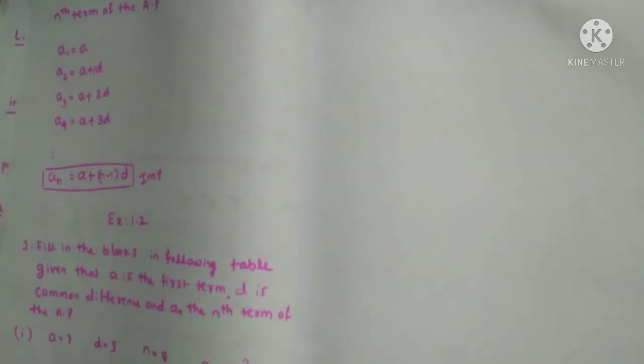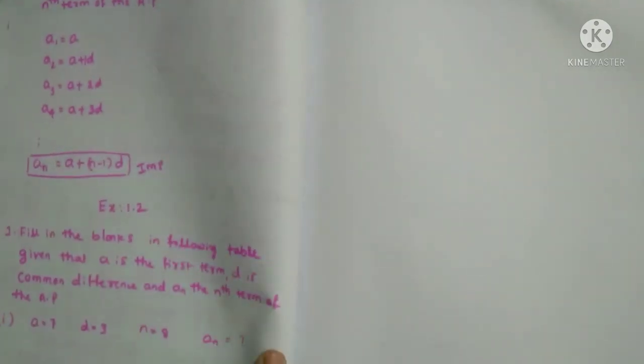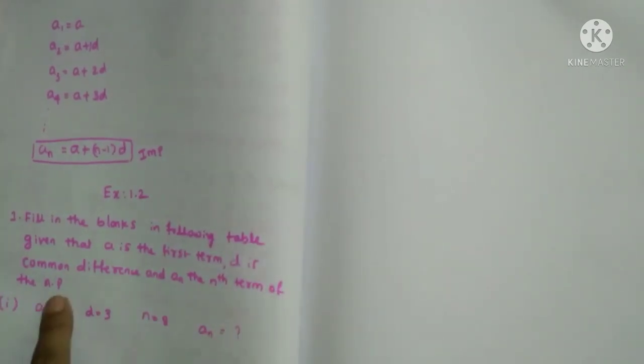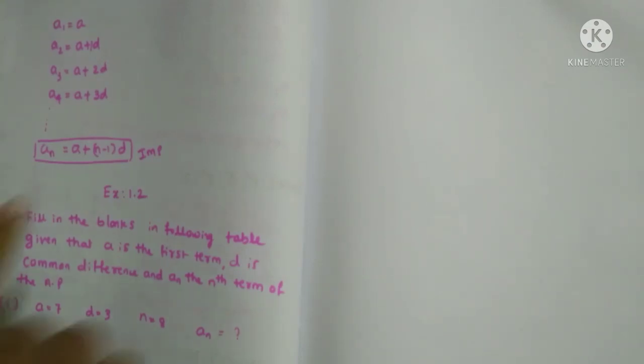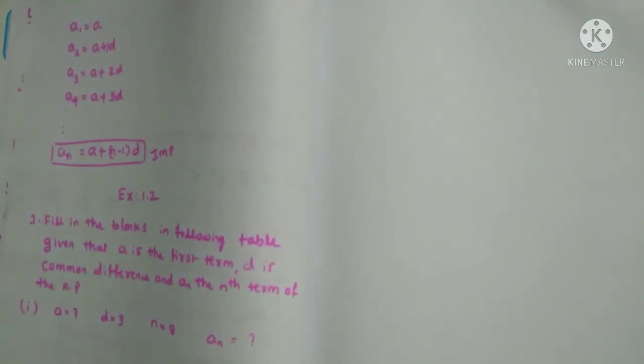See here what they have given in the first question. Exercise 1.2, question 1: Fill in the blanks in the following table, given that A is the first term, D is the common difference, and AN is the nth term of the AP. I already told you in the AP, A is the first term, D is the common difference and AN is the nth term. So if they have given like this, you have to use the AN formula. AN equals A plus n minus 1 into D. Here you see the table with columns A, D, N, AN.